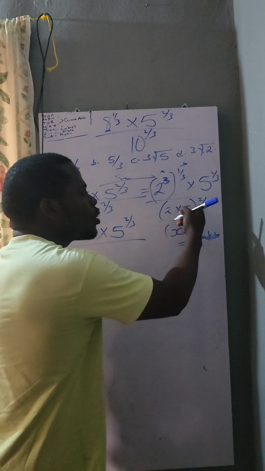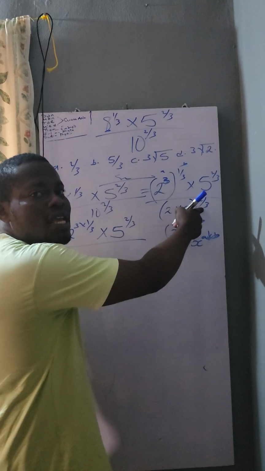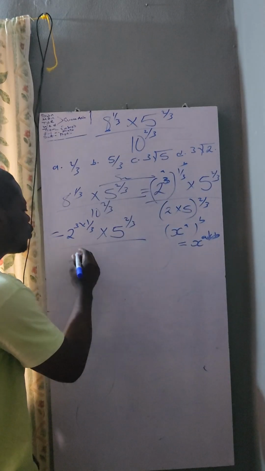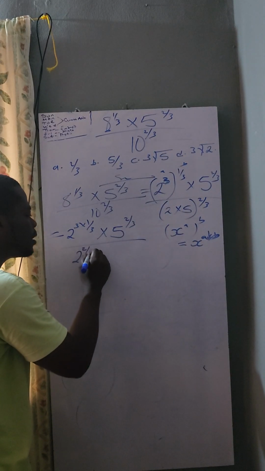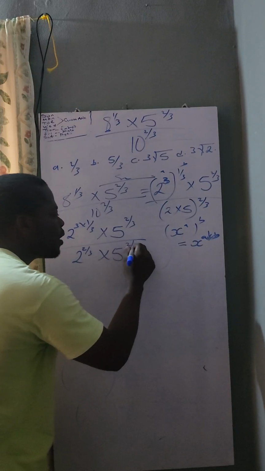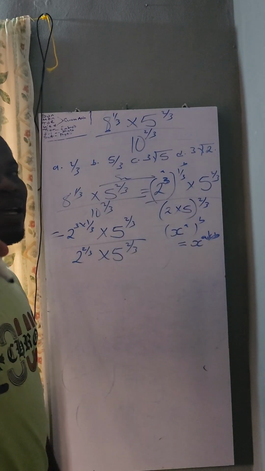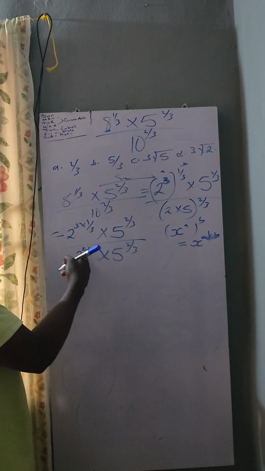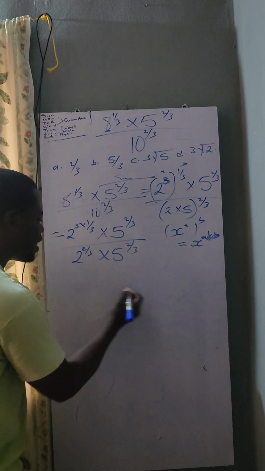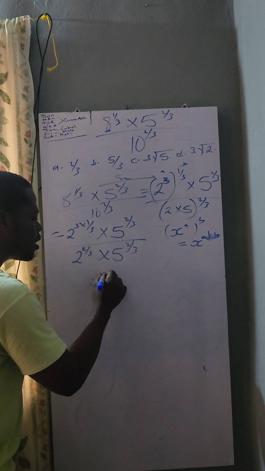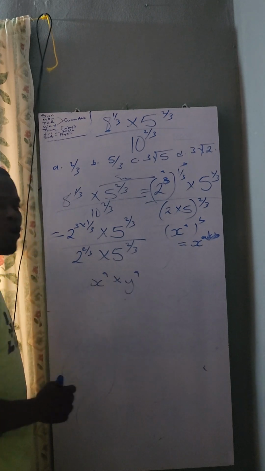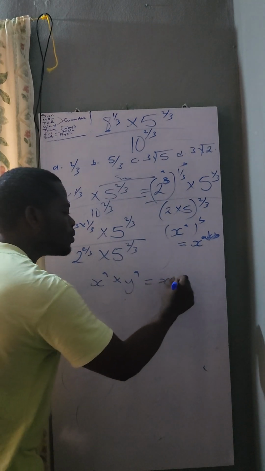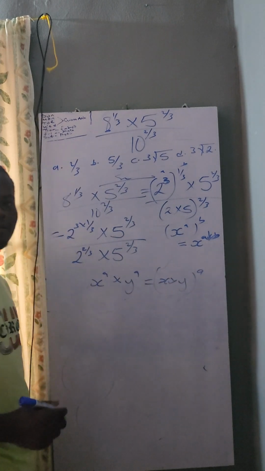Now, because this has a common power, I can split this to become 2 raised to power 2 over 3 times 5 raised to power 2 over 3. When I explain the first law, we have different bases but the same power. For example, x raised to power a times y raised to power a is x times y, raised to power a.